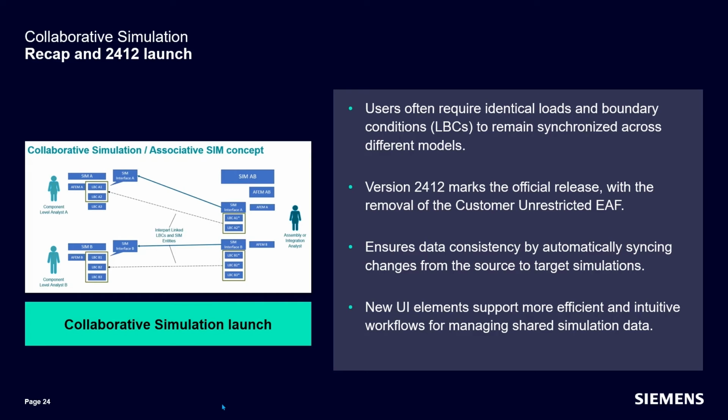So how does this exactly work? Now let's say for example you start with a source simulation. You will start by defining loads, boundary conditions, mesh settings, and other simulation entities in that master or source simulation file. Then what you do is you link that to a target simulation. Now once you have a source and you have a target, other simulation files can link to the source using the collaborative simulation framework, and these links are now called locked linked entities in version 24.12.